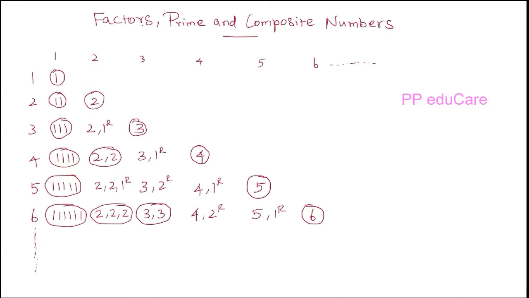For instance, consider the row corresponding to 4. Look here, in 4 there are 4 1s, that is 4 can be split into 4 1s. On the other hand, we can say that 1 divides 4 exactly into 4 1s. There is no other remainder. Therefore 1 is a factor of 4. In 4 there are 2 2s, that is 4 can be split into 2 2s. That means 2 divides 4 exactly into 2 2s. Here also no remainder. Therefore 2 is a factor of 4.